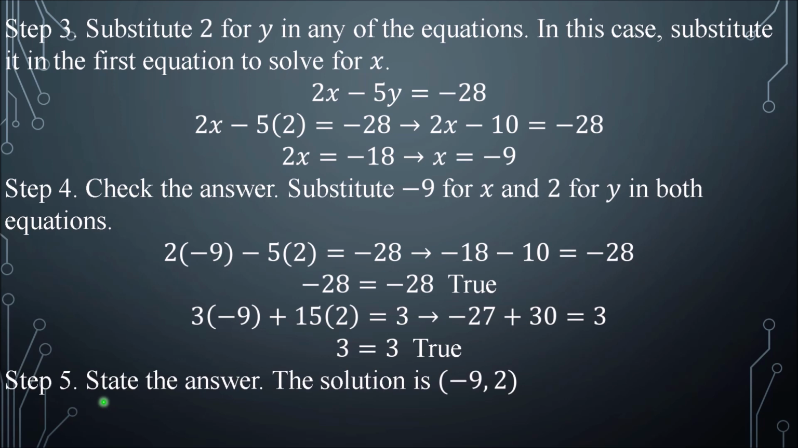So we'll proceed to step 5. State the answer. The solution is negative 9, 2. X equals negative 9, y equals 2. So the ordered pair is negative 9, 2.